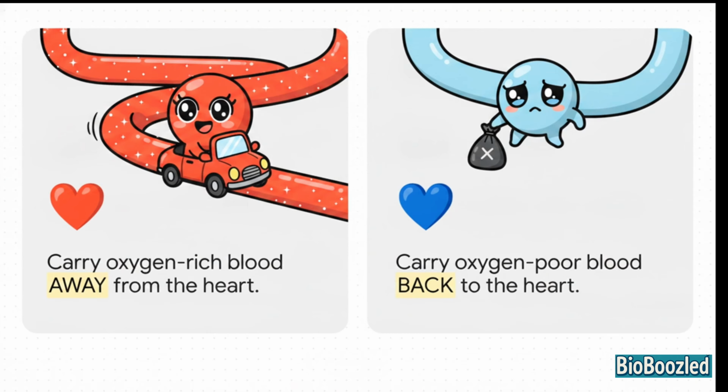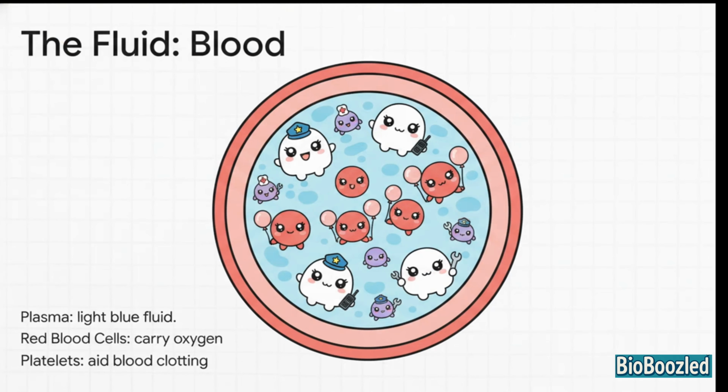From the pump, the blood travels on 3 very different types of roads. Arteries carry blood away from the heart. Because it's heading out to feed the body, it's usually oxygen-rich, with the one notable exception of the pulmonary artery heading to the lungs. Veins do the exact opposite. They carry blood back to the heart, mostly carrying oxygen-poor blood and waste. And connecting them? The capillaries. These are tiny, super thin-walled side streets where the actual exchange of gases, nutrients, and waste happens directly with the tissues.